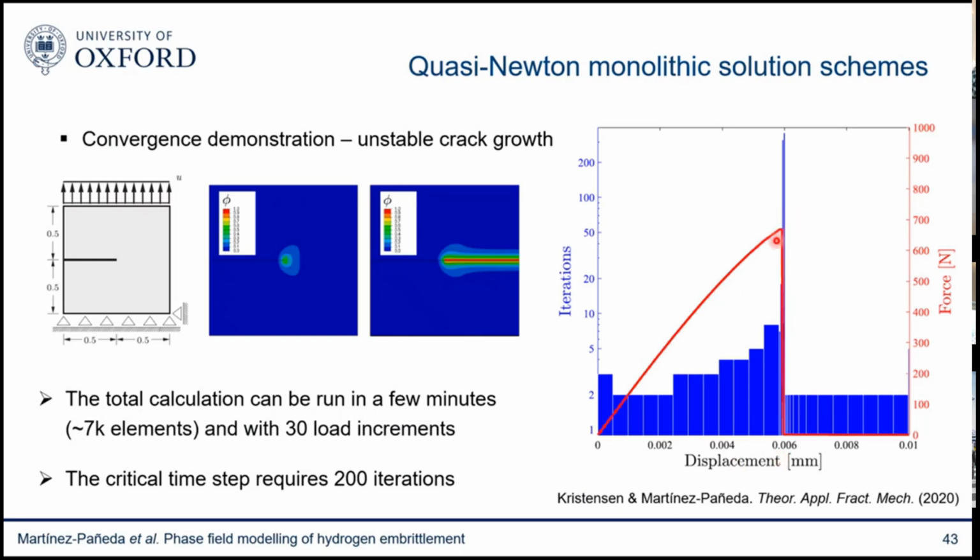And as you can imagine, for a solution scheme, it's very complicated to go through this point because it's a big jump. However, phase field is able to do it in any approach that you use, monolithic or staggered. But with this monolithic quasi-Newton, we're able to do it pretty quickly. What you see in blue, on the y-axis, is the number of iterations per increment, and these bars denote each of the increments. I've used 30 load increments here, but actually you can solve this problem with as little as 10 increments. So you only need 10 increments to solve an unstable crack growth problem. And this basically means that you can run this in a few minutes on your laptop.